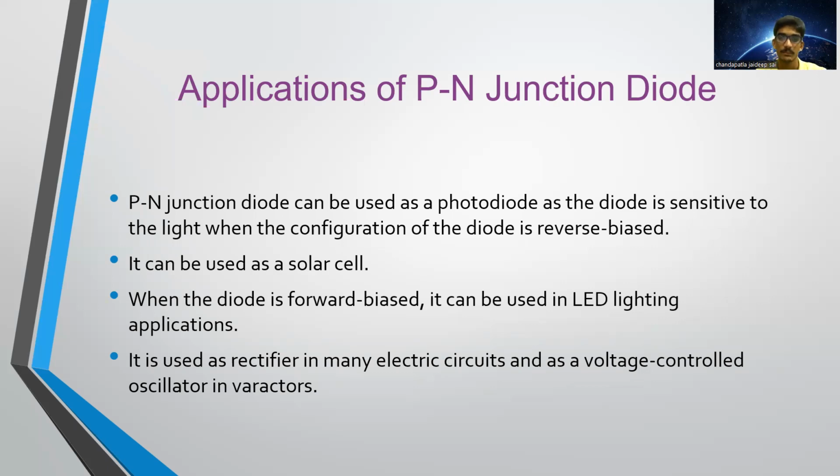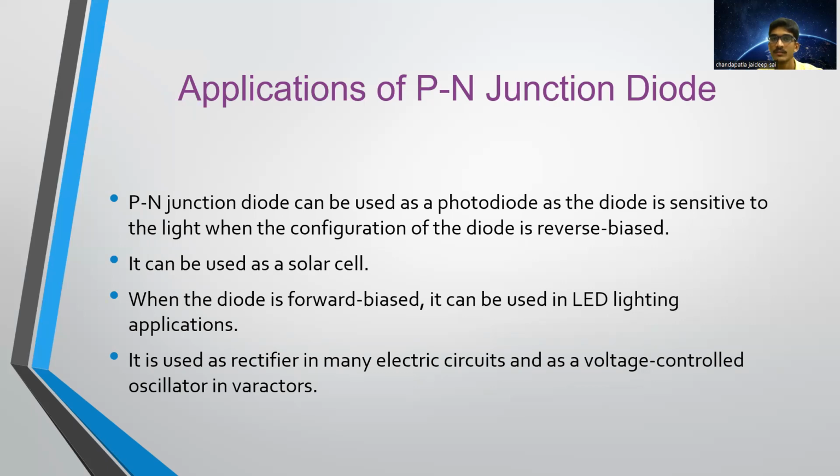PN junction diode can be used as a photodiode as the diode is sensitive to light when the configuration of the diode is reverse biased. It can be used as a solar cell. So the PN junction diode can also be used as a solar cell.